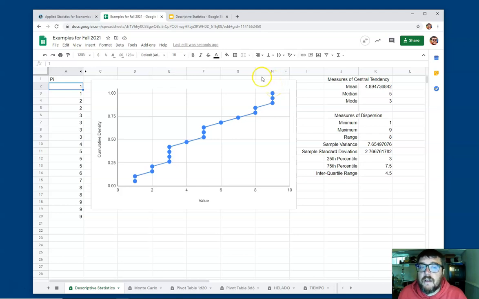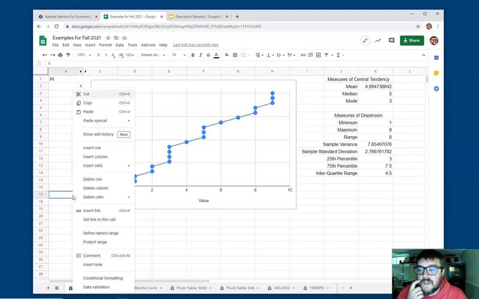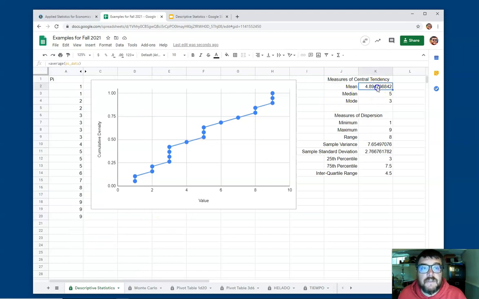All right. Now we'll start by showing how you compute your different measures of central tendency. So our first measure of central tendency is the mean, and we compute that by using the function average. And I have made a named range. I selected all this stuff, and I right-clicked it, and I said define named range, and I called it pi data to save myself some time. And so I just say average, and then the argument that goes in is the range you're averaging, and then it pops out the average.